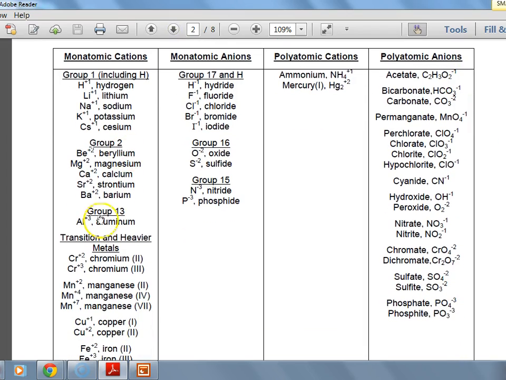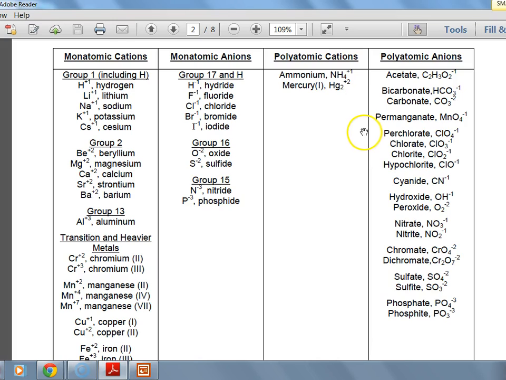I already talked about how you want to learn the charges for the monatomic, the single ion, cations and anions, because without knowing those, writing formulas for ionic compounds is very stressful. These are the polyatomic cations and anions I want you to learn. Again, if you talk to students in previous years, you will know that this list has decreased. I did this a little bit differently than I've done it before.